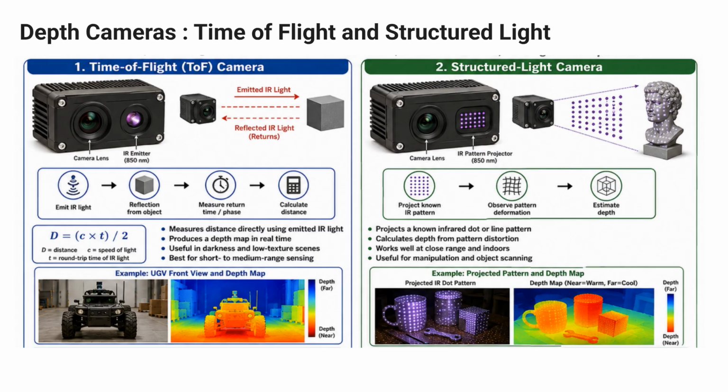Both technologies work in darkness, but because they actively emit infrared energy, they may be detectable and can be affected by sunlight or interference. Because time of flight and structured light cameras actively emit infrared energy, they may be detectable by enemy night vision or IR-sensitive sensors. This makes them less suitable for military operations.